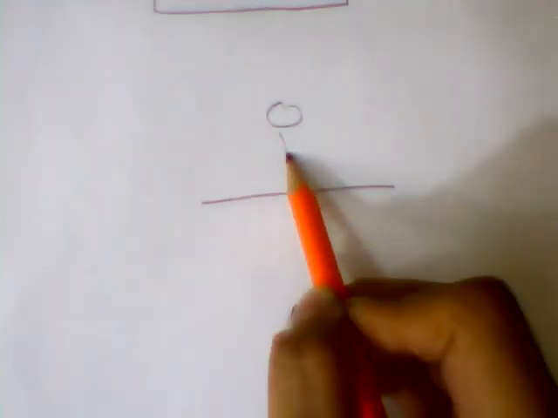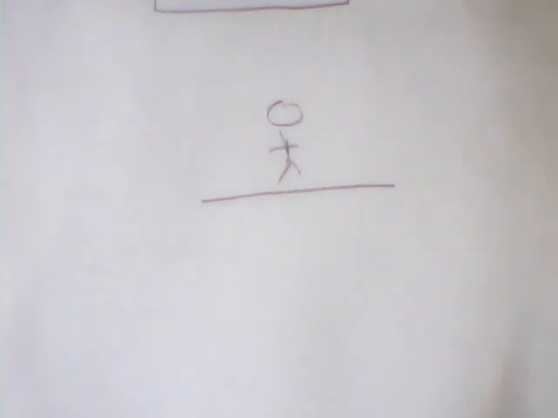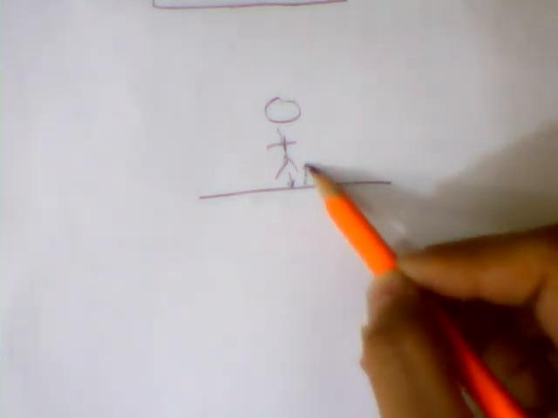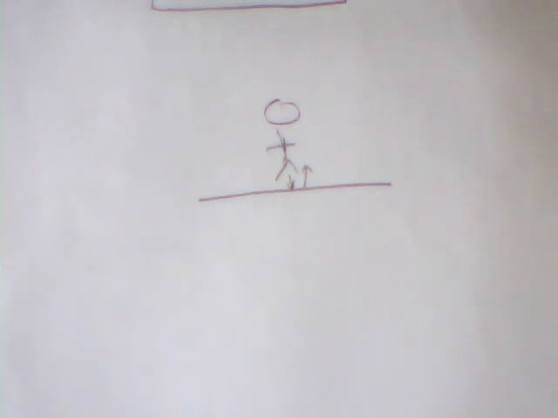Another example of the third law of motion is that we stand on a floor. The force with which the gravity pulls us is equal to the force with which the earth pushes us upward. That's why we stand still on the earth.